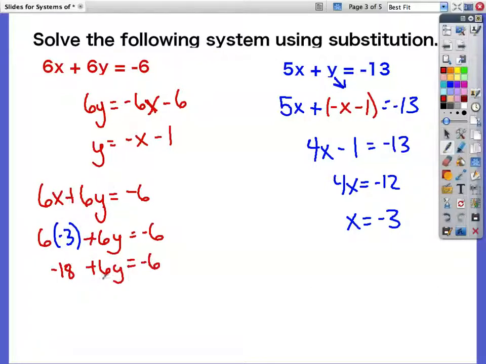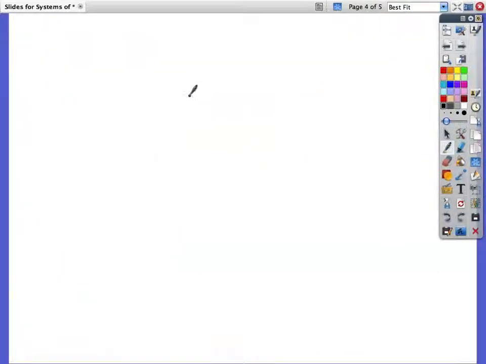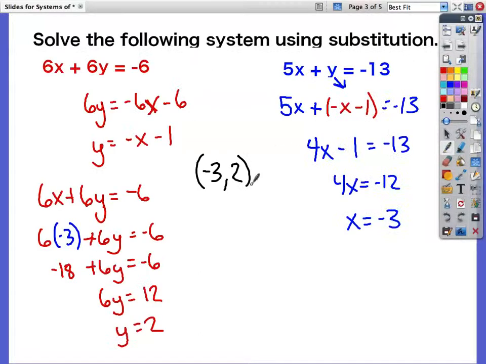I'm going to move this over here. So 6y equals, let's see, this is going to become a positive 18 on the other side, right? So that's going to be a 12. And so y must equal 2. So I come up with a solution set here with an x of negative 3 and a y value of 2. I'm going to go to the next slide here and copy that down. Negative 3, 2. I'm not quite done yet, though.